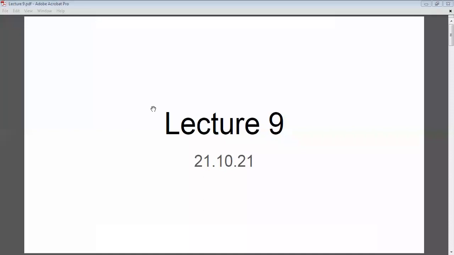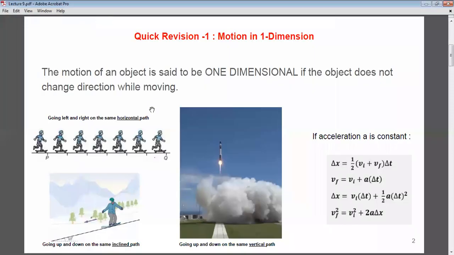Hello, we are done with motion in one dimension. Okay, so just a quick, very quick revision. When do we say that an object is moving in one dimension? We say so when the object does not change direction while moving. For example, this guy here, he's going in one direction only.